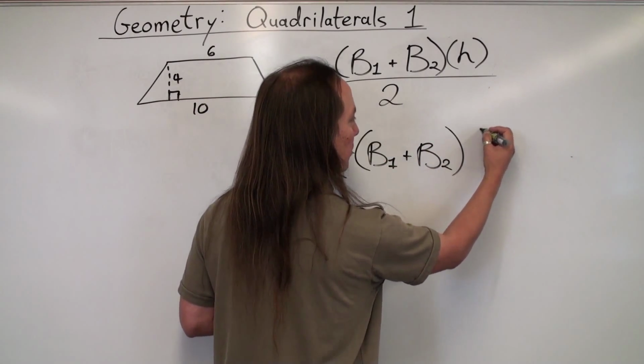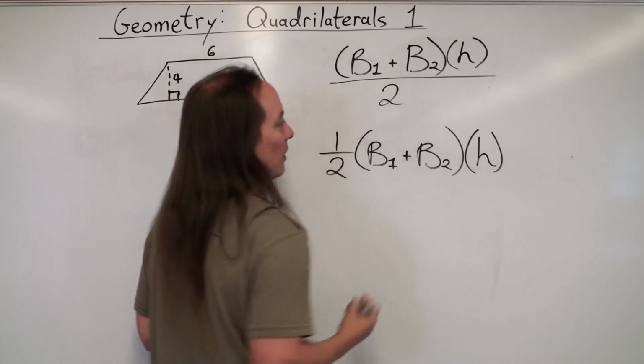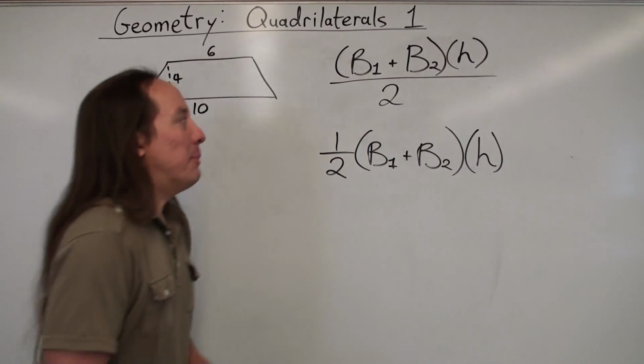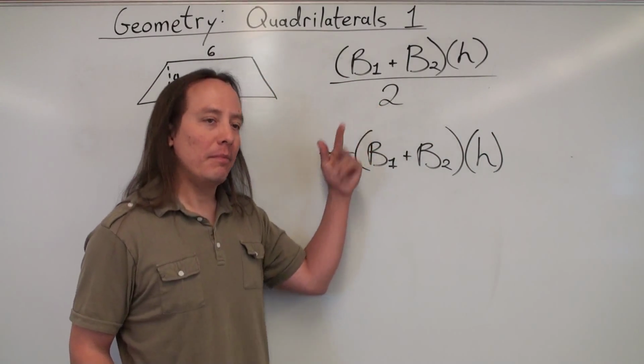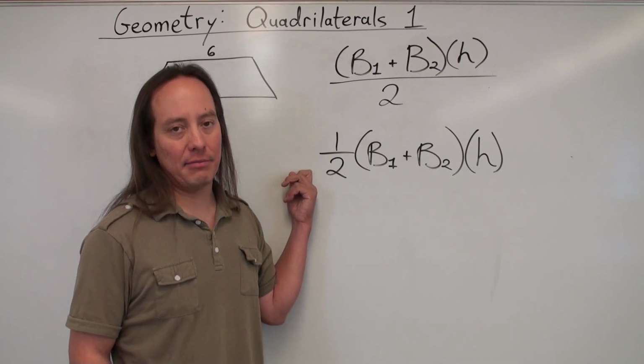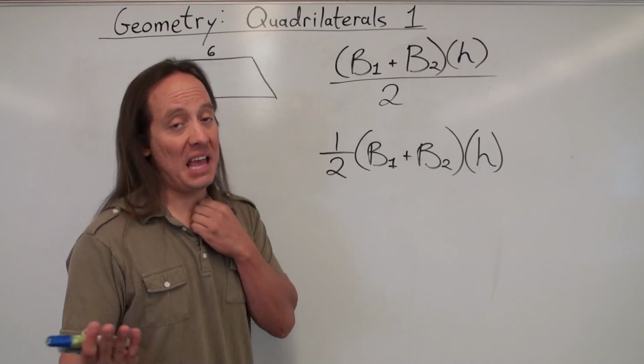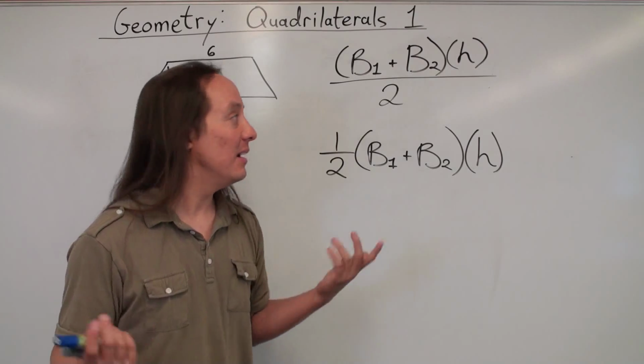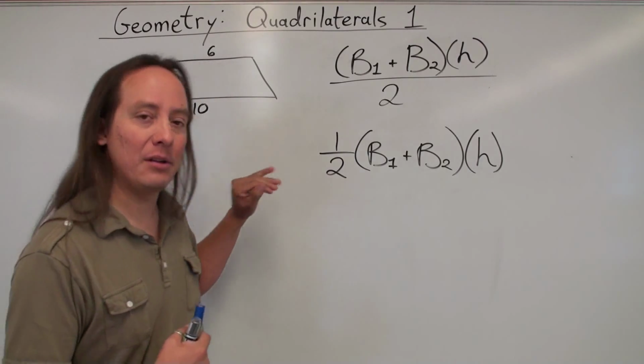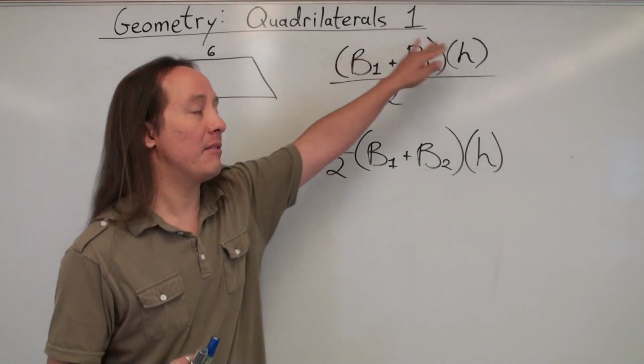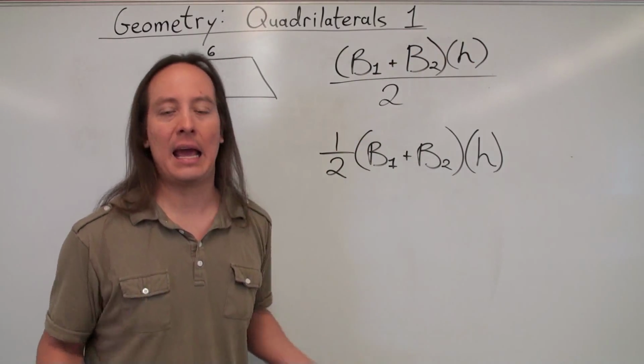Pretty much the same thing. I'll put parentheses here again for the h. I prefer to divide by 2 than to multiply by 1/2. It's the same. It'll give you the same answer, but I don't use this one. I prefer just to do all that first and then cut it in half, divide it by 2.